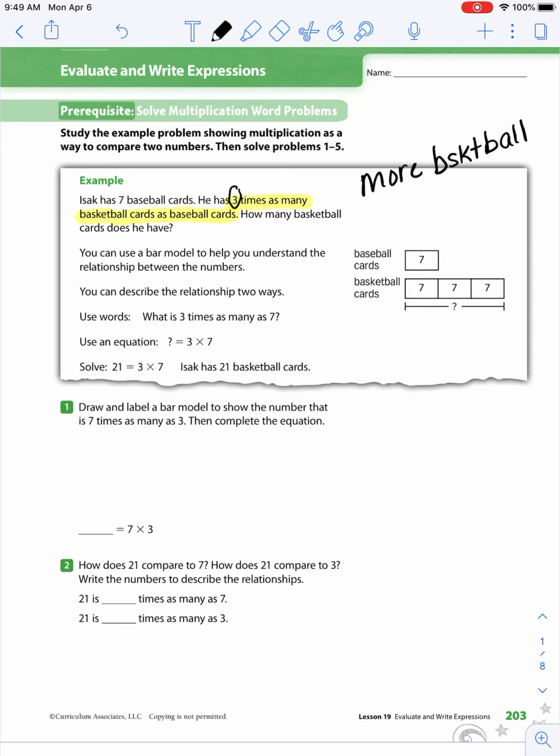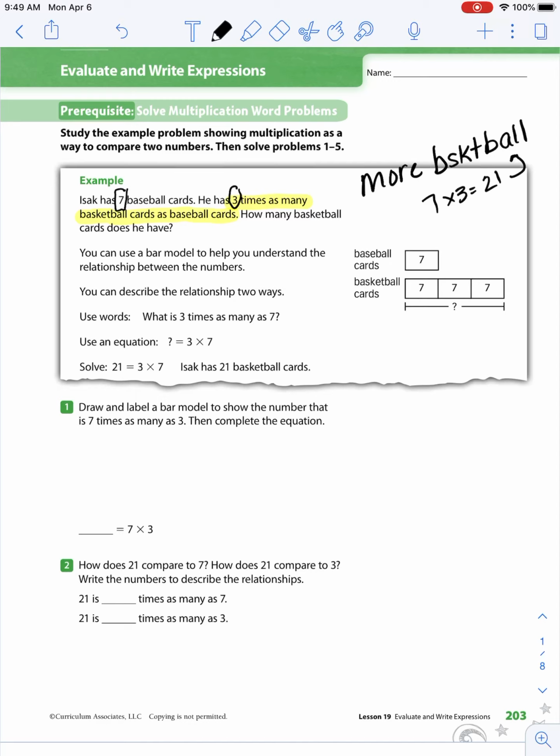And I do know how many baseball cards he has. So in my head, I'm thinking, okay, if that's how many baseball cards he has, and he has 3 times more than that for basketball cards, that would be 7 times 3. So that would tell me he has 21 basketball cards. But let's just see where we're at. Oh, how many basketball cards does he have? Let's see if I'm right.